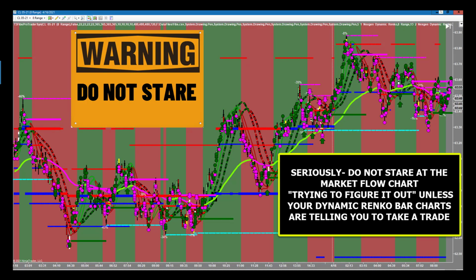A word of caution. When learning the market flow, new traders will try to figure out every signal, bar, dot, color, and pattern without first relying on the Nexgen trading patterns using the dynamic Renko bar structure. This will be extremely detrimental to your education process. Remember to only focus on the market flow at termination conditions or during a trade setup as dictated by the Nexgen trading plan. Please heed this warning and only use the market flow chart when it is absolutely warranted by the plan.